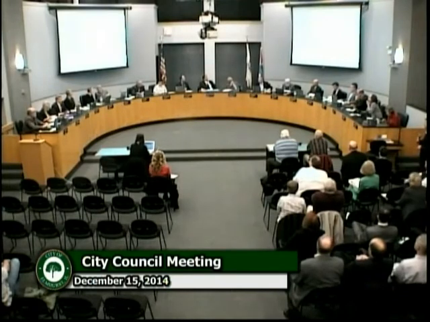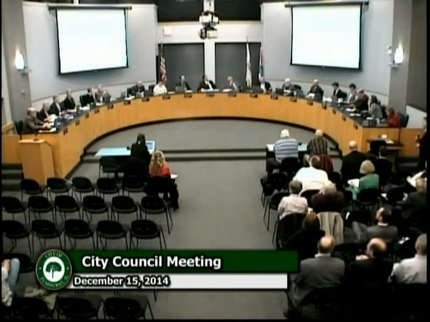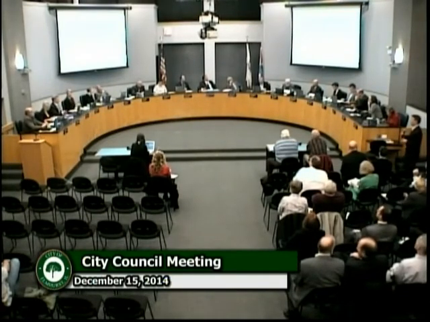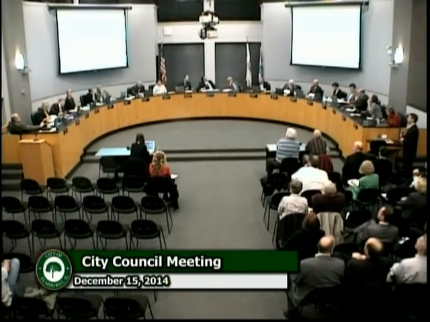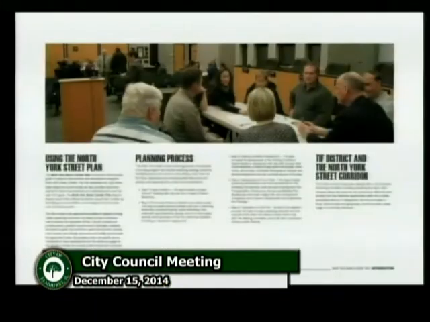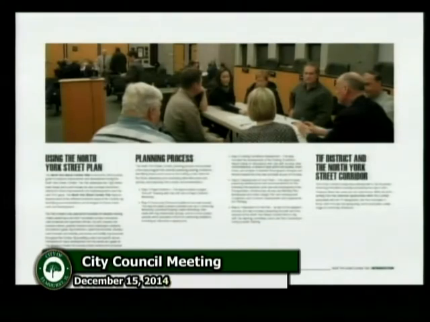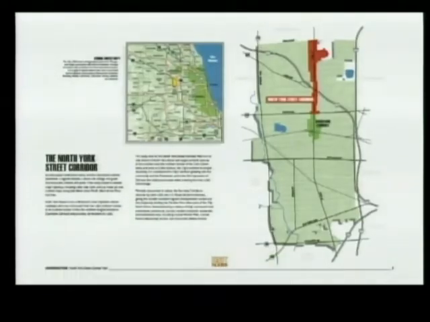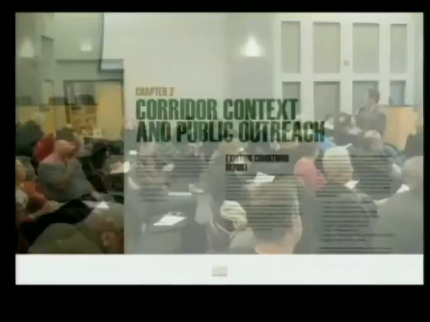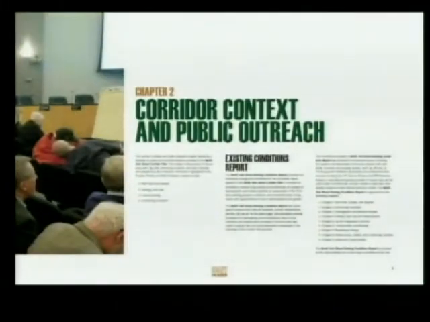The first chapter is the introduction. The purpose of the introduction is just to set up what we're doing, what the plan's about, what the process included, the district, as well as the TIF district and the corridor, and what some of the relationships were there. It's a regional settings map. We put it within context of the region, also within context of the city, and then the corridor context and public outreach.